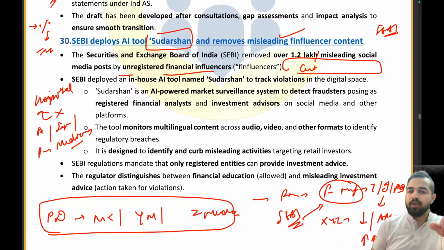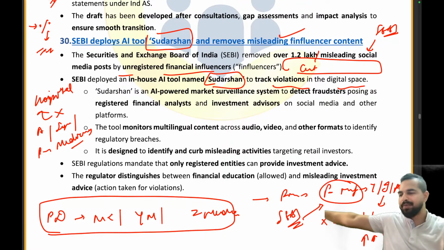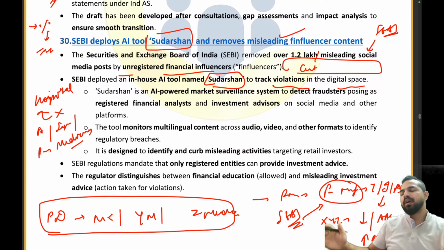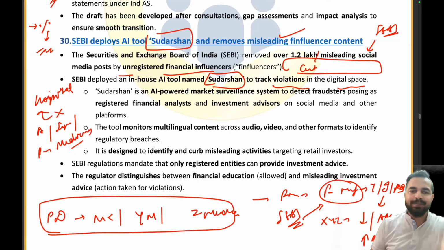So that is why in order to remove this kind of misleading content from the social media, SEBI has deployed a weapon, right, to kill all such kind of social media posts. What is the name of that weapon? That is Sudarshan, right? So an AI tool named Sudarshan to track violations in the digital space. Clear, my dear friends? So Krishna ji was having Sudarshan Chakra, right? So SEBI is now using that Sudarshan to basically remove all that misleading social media posts, so that there are not such kind of misleading social posts which are basically influencing the people in a bad manner and they are losing the money. So Sudarshan is basically an AI powered market surveillance system to detect fraudsters posing as registered financial analysts and investment advisors on the social media.